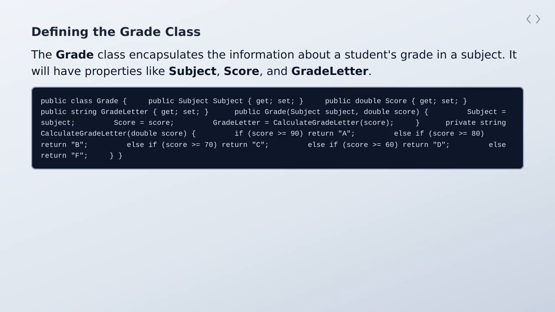This section covers defining the grade class. The grade class encapsulates the information about a student's grade in a subject. It will have properties like subject, score, and grade letter. This slide introduces a class definition. Study the structure in the code sample.